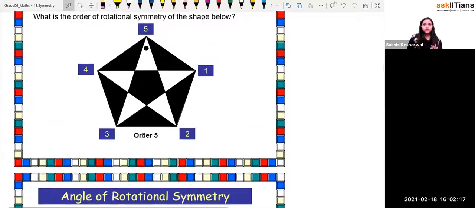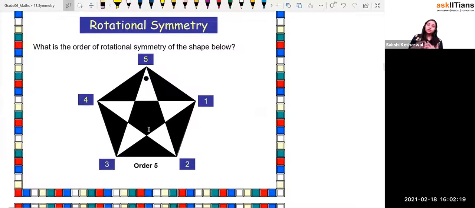Now let's come to the shape of the pentagon. As we have discussed for regular polygons, if you have a regular polygon, let us suppose I have drawn a square, right? In the last class we did that a square has 4 lines of symmetry. If you have a regular pentagon, how many lines of symmetry will it have? 5 lines of symmetry. And the point of intersection will lie somewhere here, right?